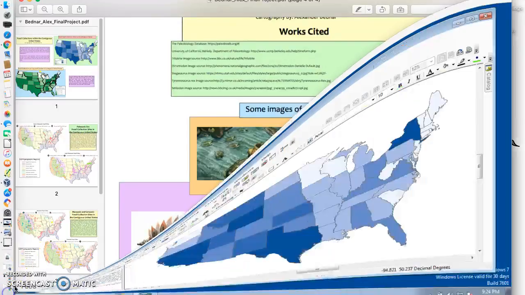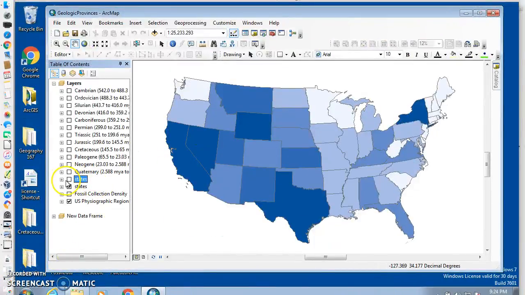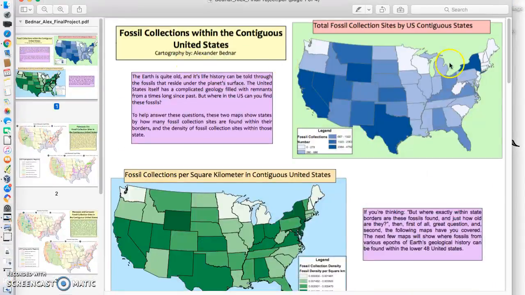In terms of the technological aspects, how I did things, in order to get data on exactly how many fossils are within these regions, I queried by my state file and selected all the fossil locations within that state to get the total number within Wyoming, for example. Then I would take the square kilometers of Wyoming and divide the total number of fossils by that to attain Wyoming's fossil density.